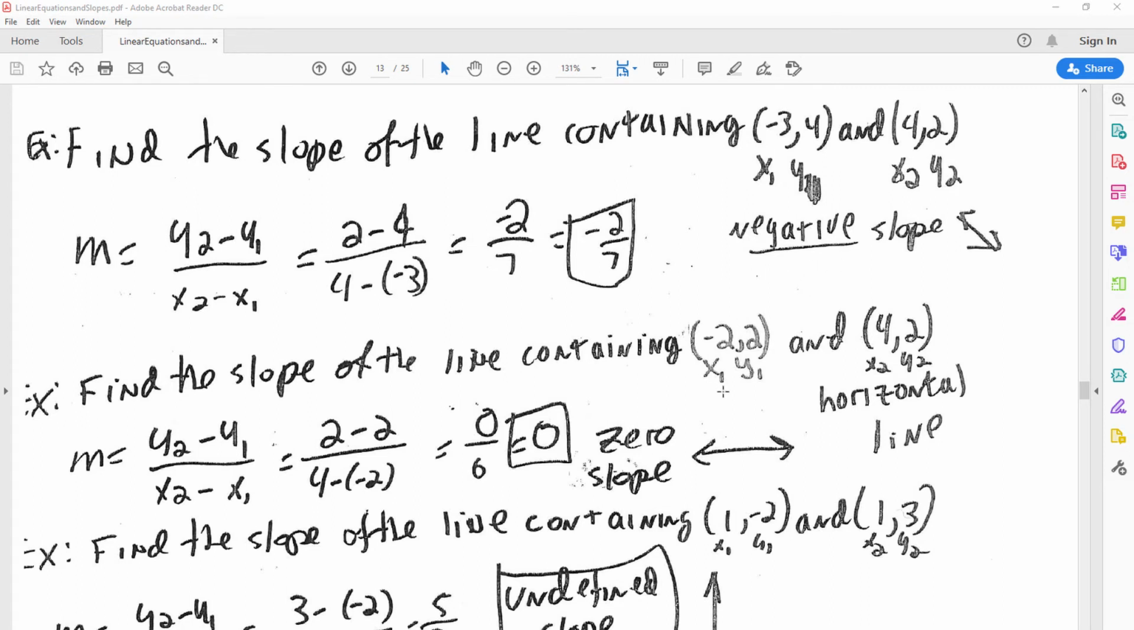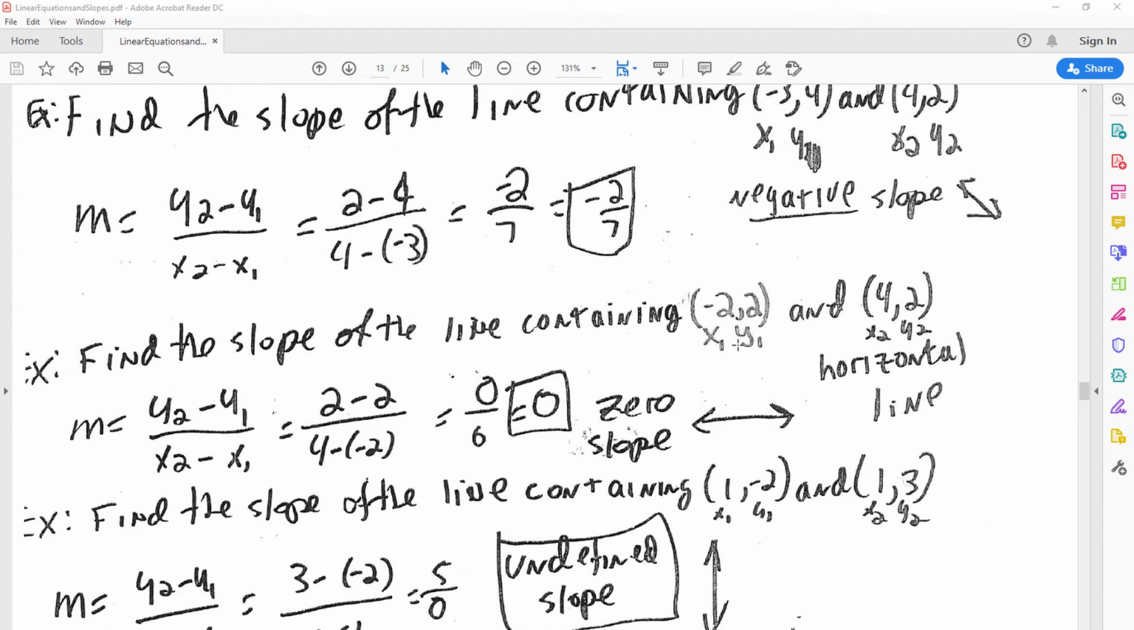In this next one here, notice we have 2, negative 2, and 4, 2. Notice that the y coordinates are the same. So when we plug in, we have 2 minus 2 is 0. We have 0 slope. In this case, we have a horizontal line.